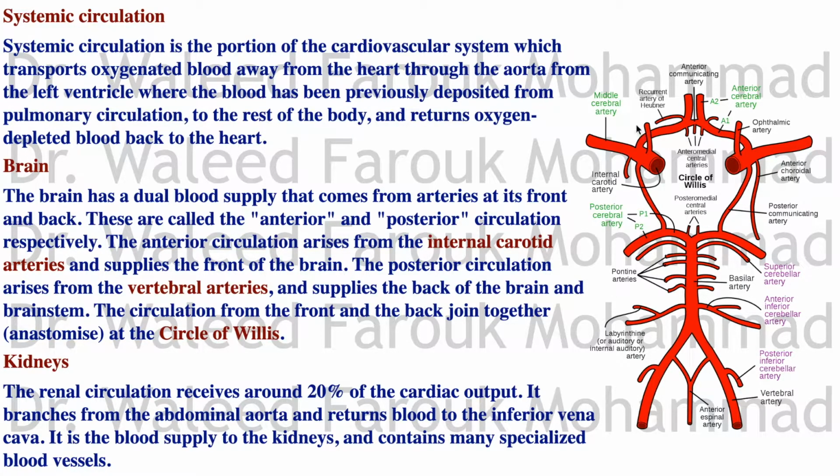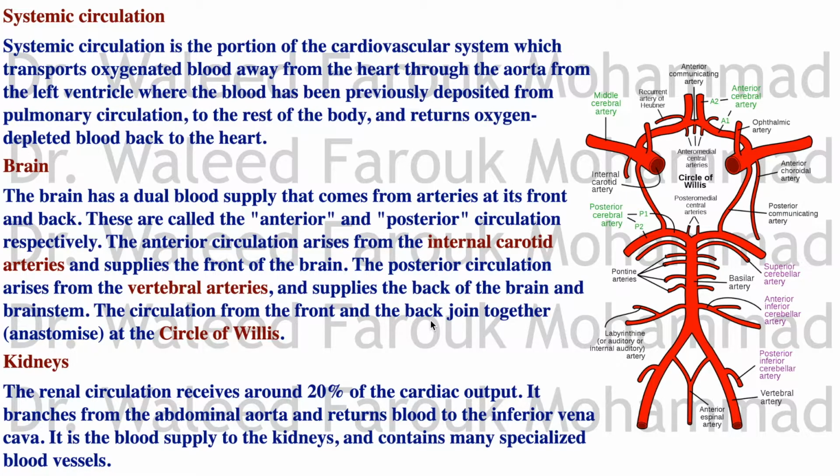It gives numerous branches called the perforating branches that form the perforated substance of the brain, and it supplies the internal structures of the brain, such as the basal ganglia and the thalamus, for example. And it's a common site for aneurysms, because aneurysms usually pick the sites where the walls of the artery bifurcate, especially if it's tiny arteries.